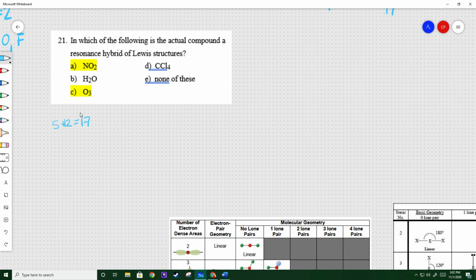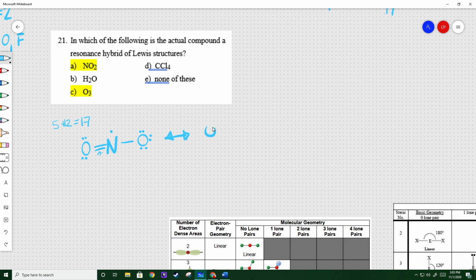So we end up with 17. So we end up with a weird one electron on the nitrogen. So this is the structure of nitrogen dioxide. Again, very strange because we have 1 electron here. And what happens is this, we have 2, 4, 6, 8, 10, 12, 14, 16, 17. We have this double bond here. But I can write this structure also like this.